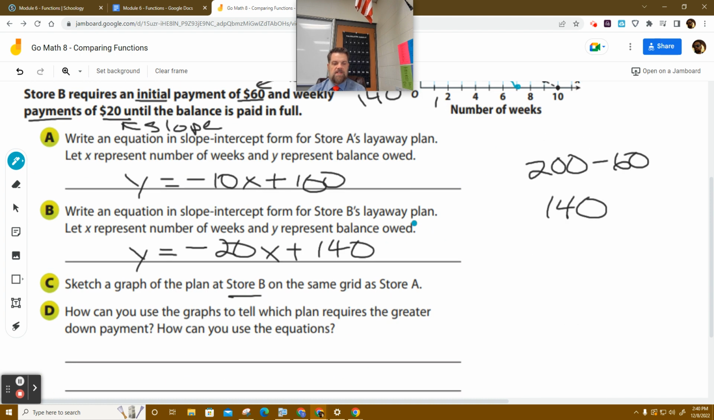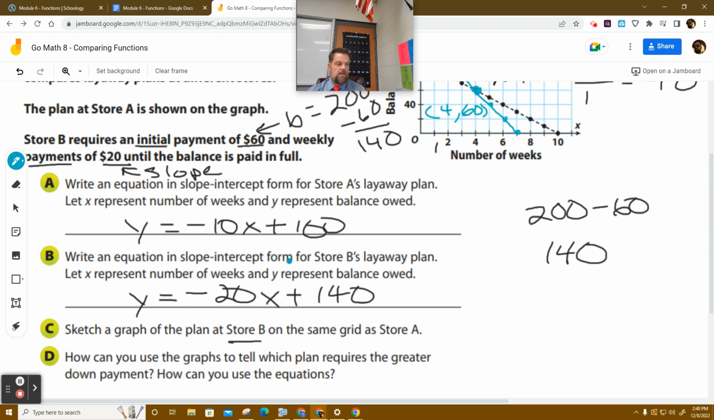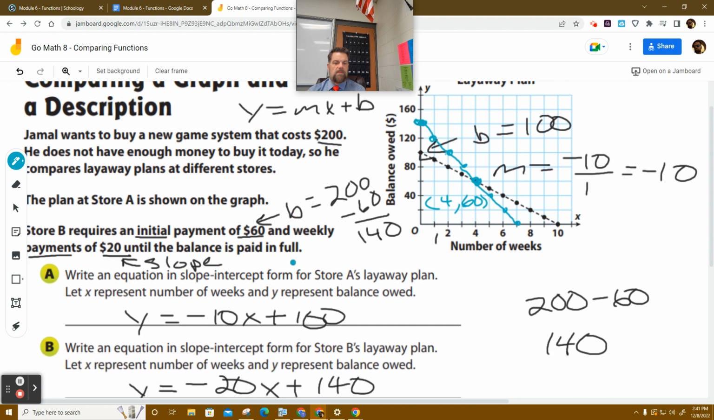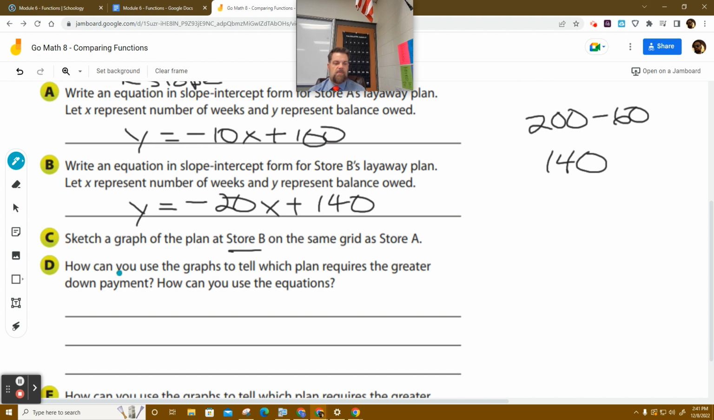So then the next question is, can you use the graph to tell you which plan requires the greater down payment? How can you use these equations? Well, Store A requires the greater down payment because remember, the down payment is subtracted from 100. So Store A has a down payment of 100.